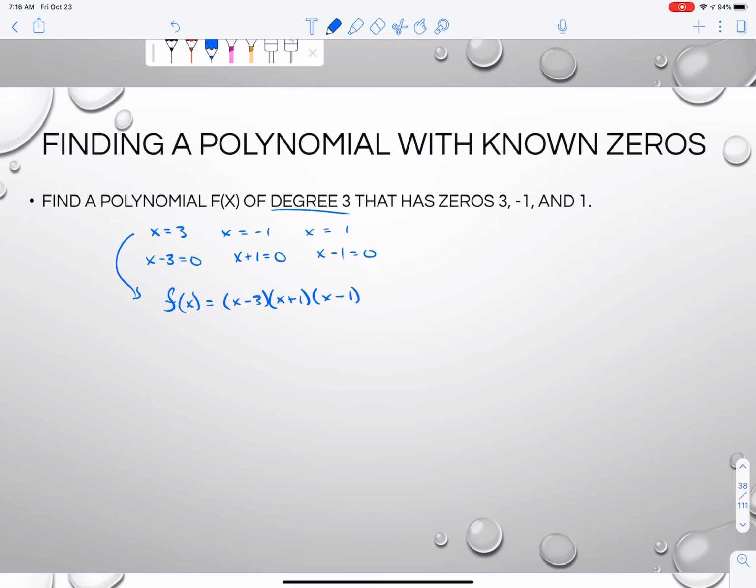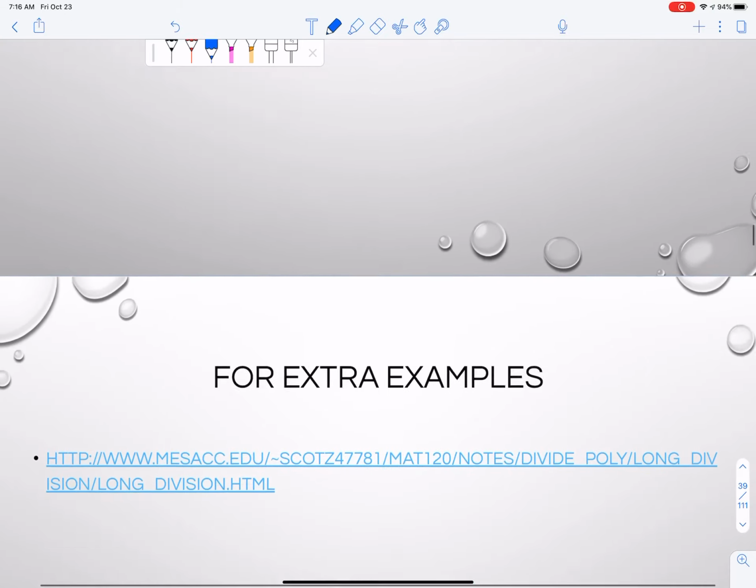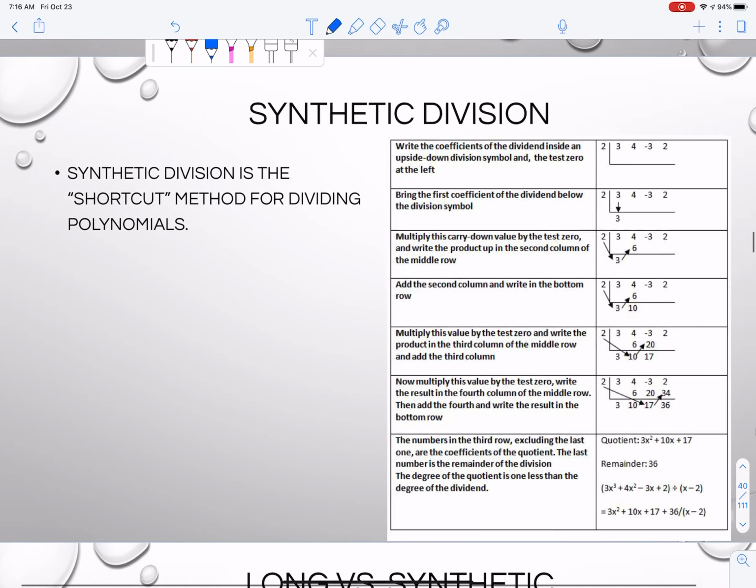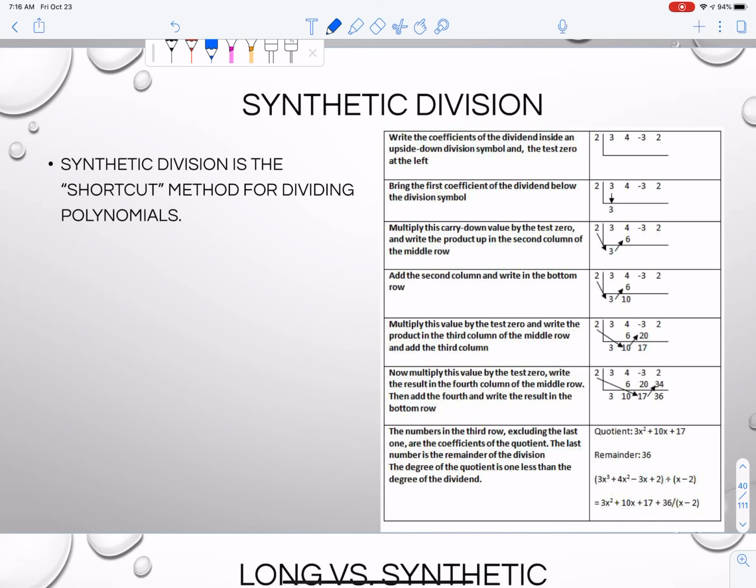Okay, that's our end state. That's where we're going here in the next couple of days. There are a couple of extra examples, so if you want to look at a few more, click on this link. It's going to show you a few more worked out examples with some explanations and notes in terms of polynomial long division.